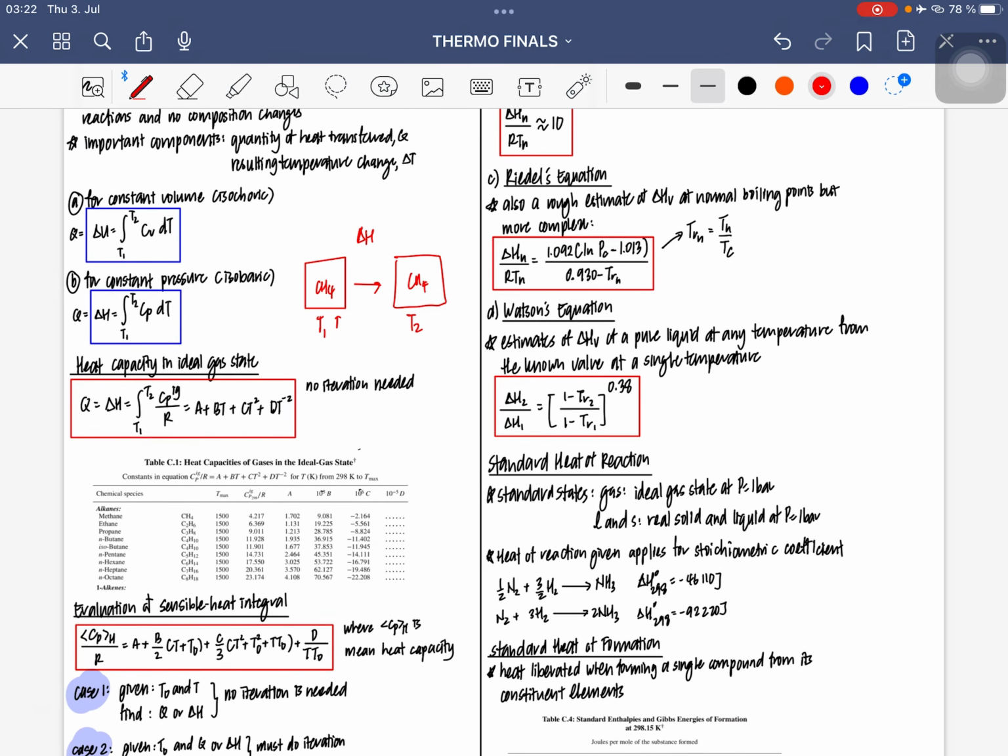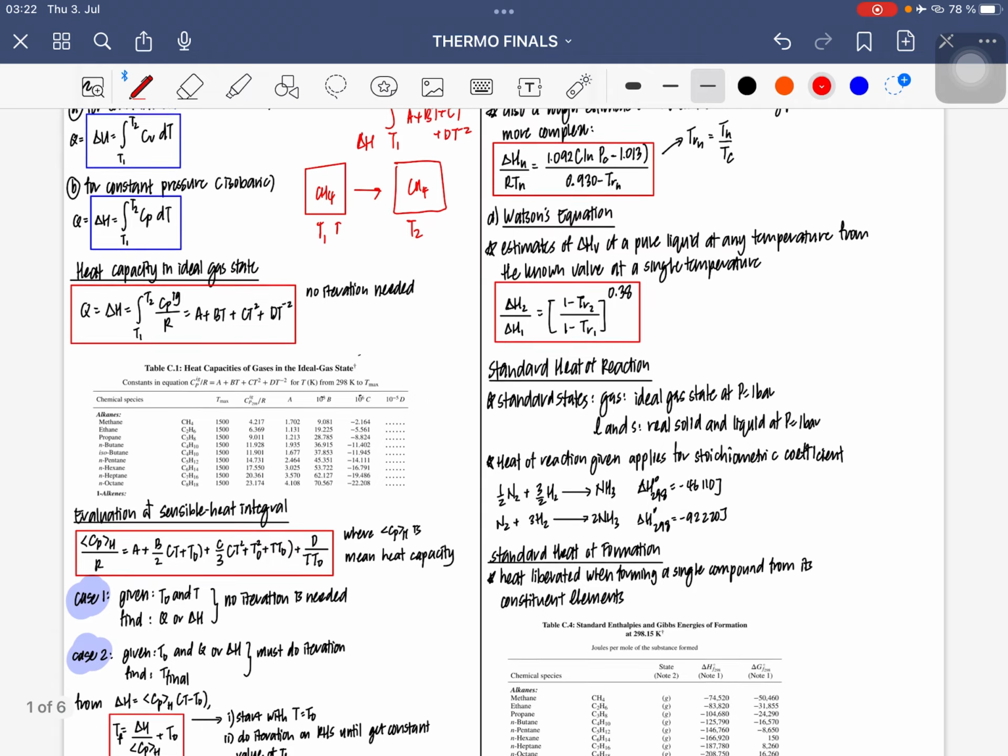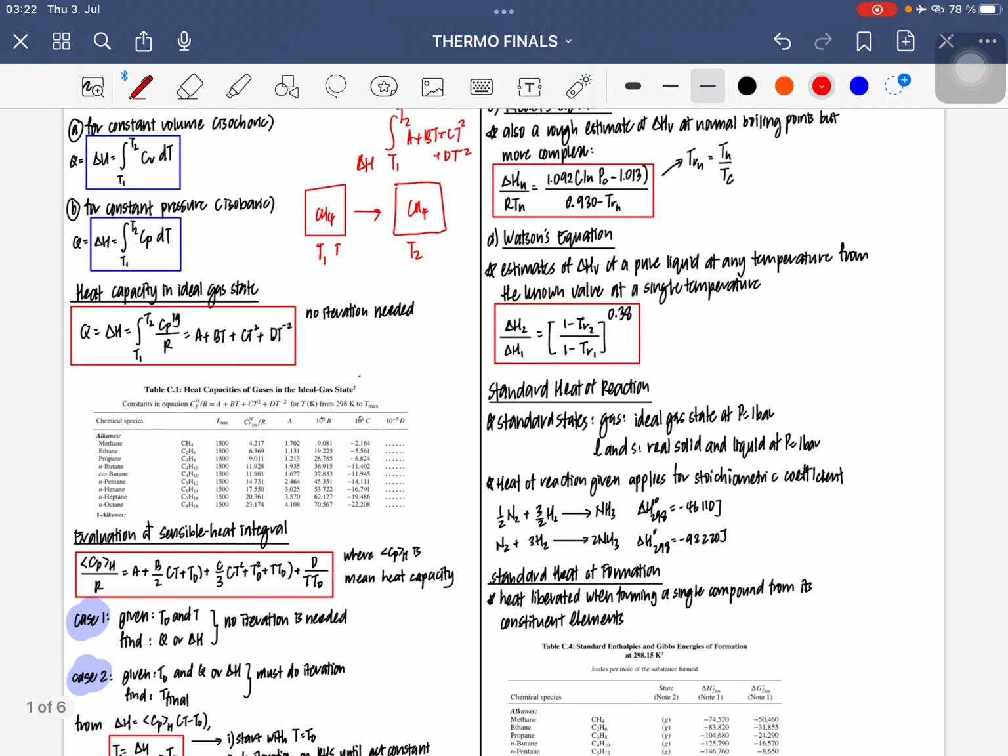So when we heat up CH4, there is going to be an enthalpy change, right? So how do we calculate the enthalpy change? Just by using this equation, the heat capacity in ideal gas state, where we calculate from T1 to T2, and then CPIG over R, which is technically A plus BT plus CT squared plus DT to the negative 2. These are all from the tables of table C1, so it's not going to be really complicated.